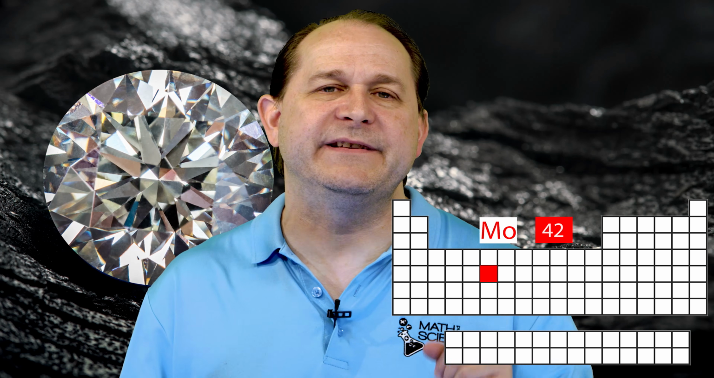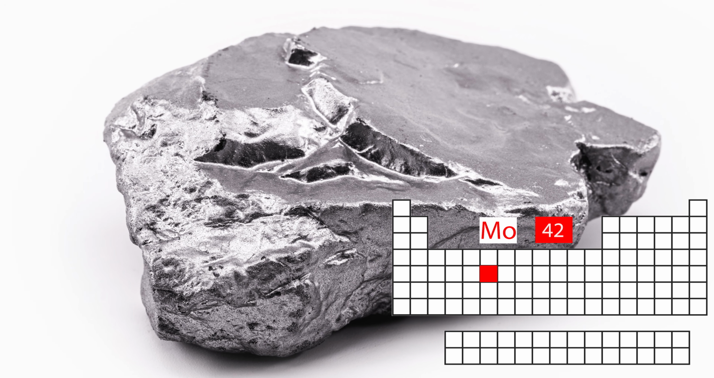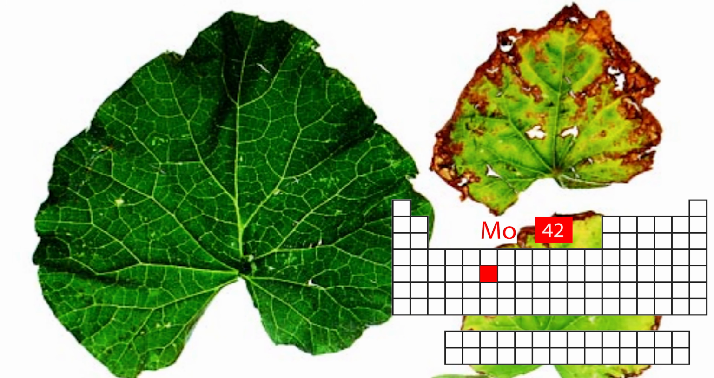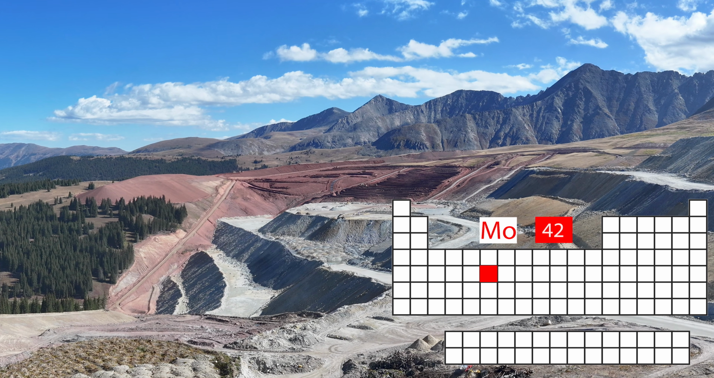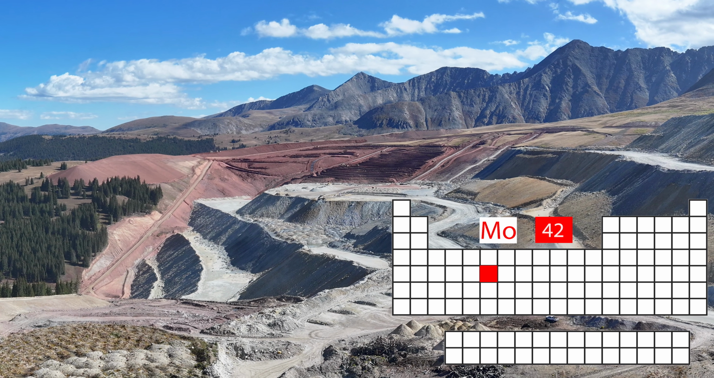We have molybdenum. It's essential for most living organisms, and it strengthens steel. Here's a fun fact. It's crucial for nitrogen fixation in plants and was once confused with lead ore, leading to its name, which actually means lead-like.